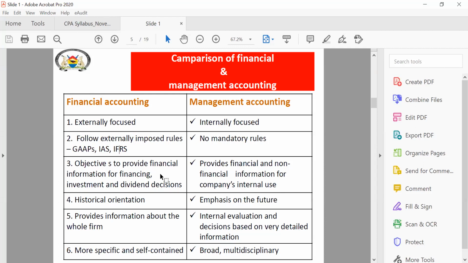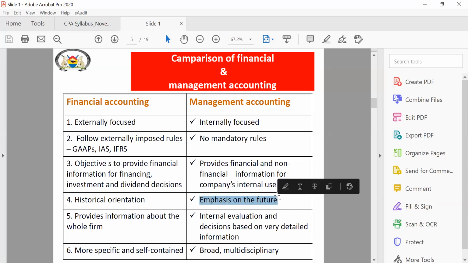The other difference is on what focus this information is looking at. Financial accounting is historically oriented. Why? It looks at the past performance. If we are preparing an income statement, we are preparing an income statement for the period ended. So we are looking at the end of the year. If it is a balance sheet, we are looking at as at the end of the year. And the source of our information is based on what has happened in the past.